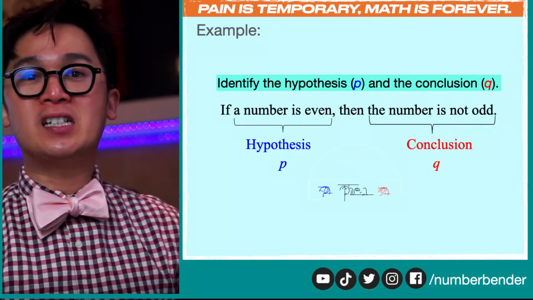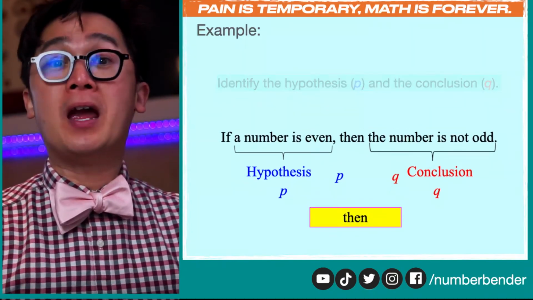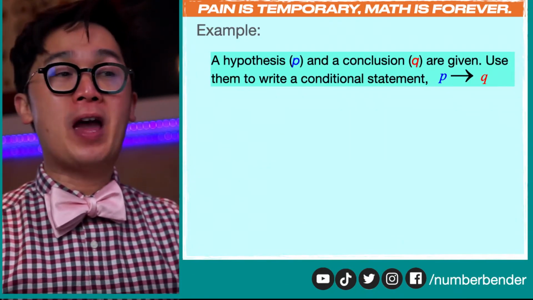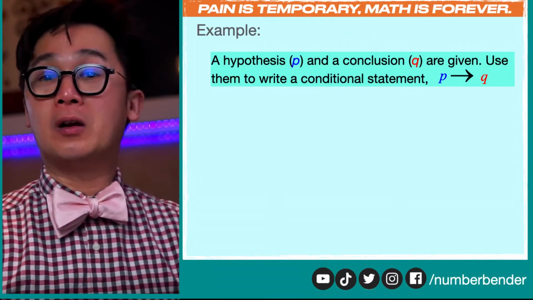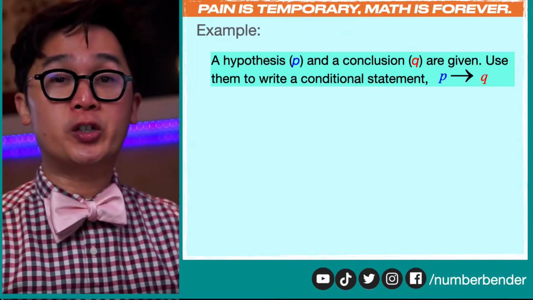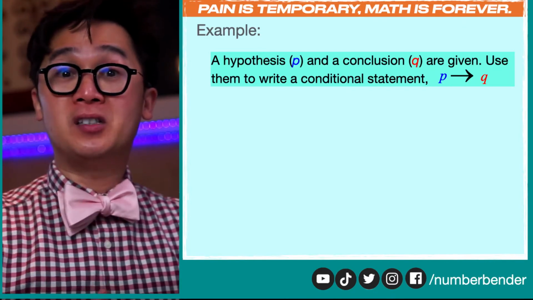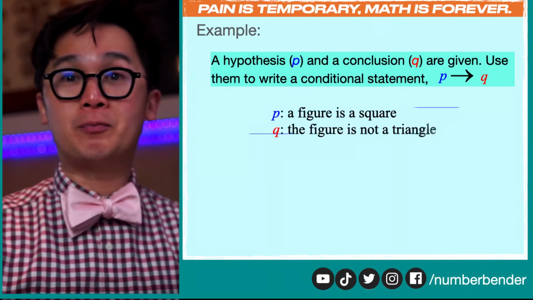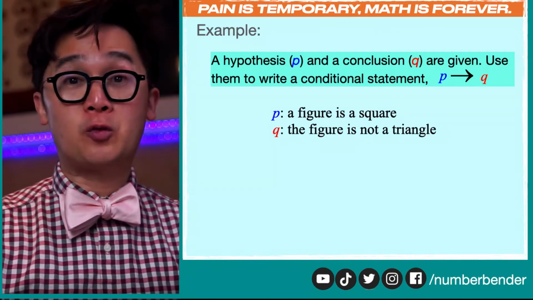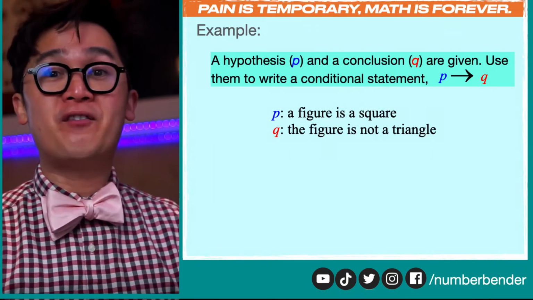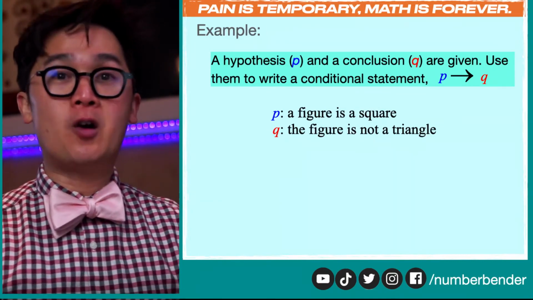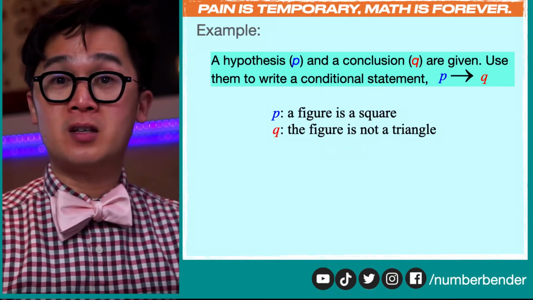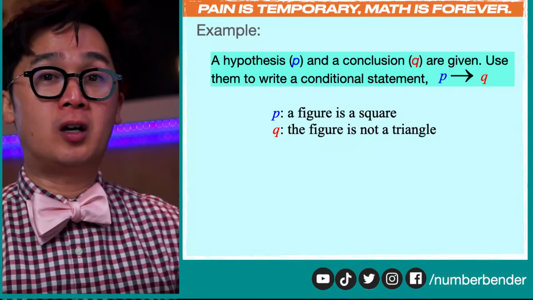So that's how we identify our P and Q and how we write it in this notation. And if we are going to have another example on how we'll be able to use notations to understand the language of mathematics in symbolic form, let's say we have P as "a figure is a square" and Q, "the figure is not a triangle." So we know that in geometry, P usually denotes the hypothesis and Q is our conclusion.